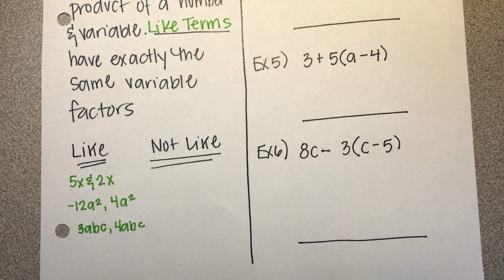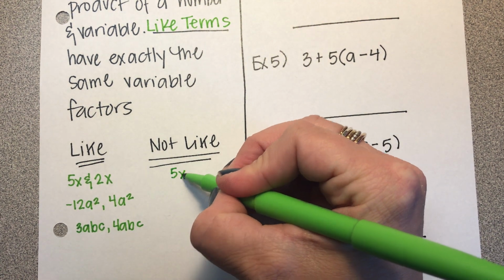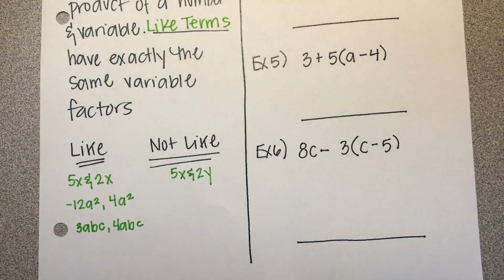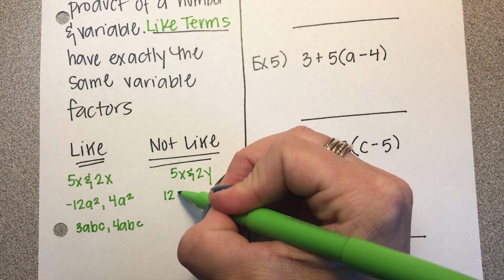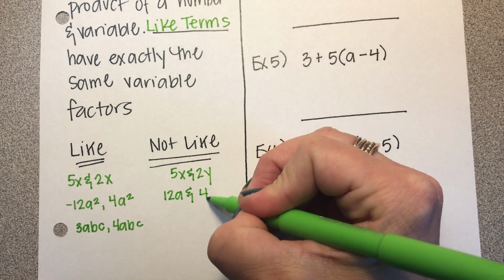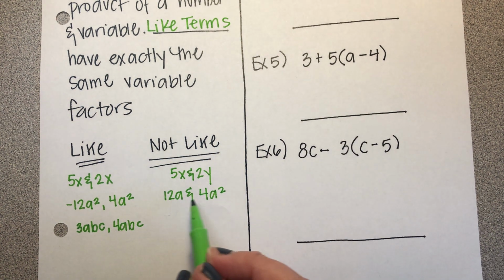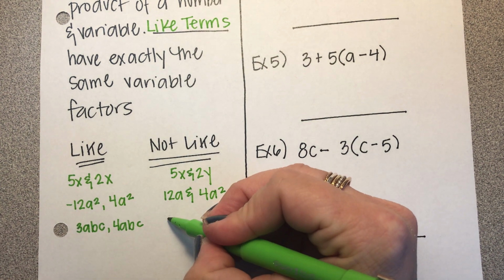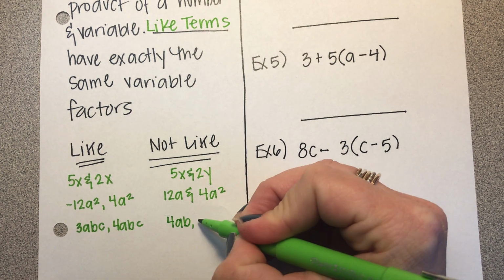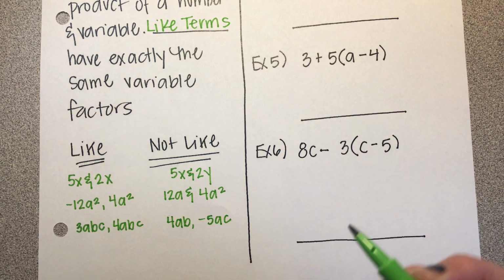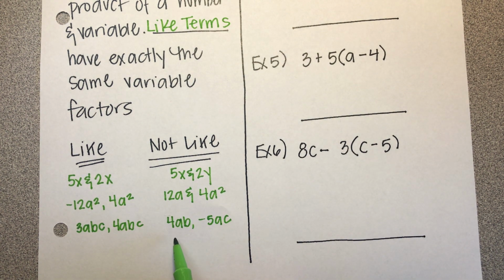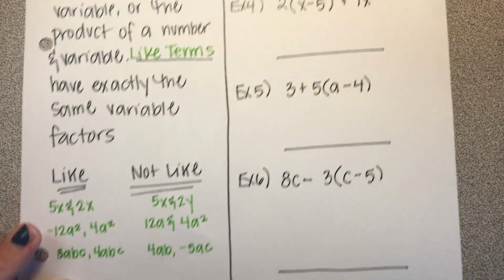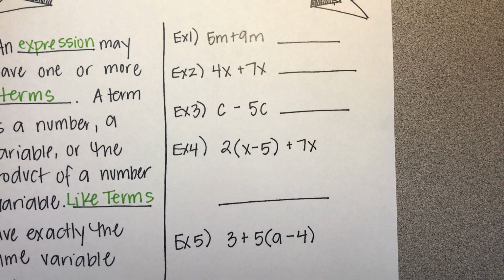Things that are not like are if I gave you 5x and 2y, right? They have different variable factors. Or if I gave you 12a and 4a squared. This one is an a, this one's an a squared. They are not like. Or if I gave you 4ab and negative 5ac, right? They both have an a, but this is a b and this is a c, so therefore they are not like. So, first thing we have to do is talk about adding together like terms.